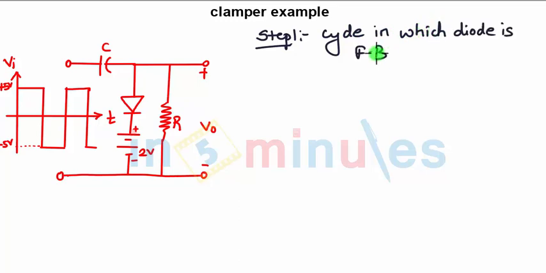When you look at the diagram, in the positive half cycle, plus minus, the diode is positive, negative. So positive is connected to the positive. So in the positive half cycle, the diode is getting forward bias. So we start our analysis with the first positive half cycle.